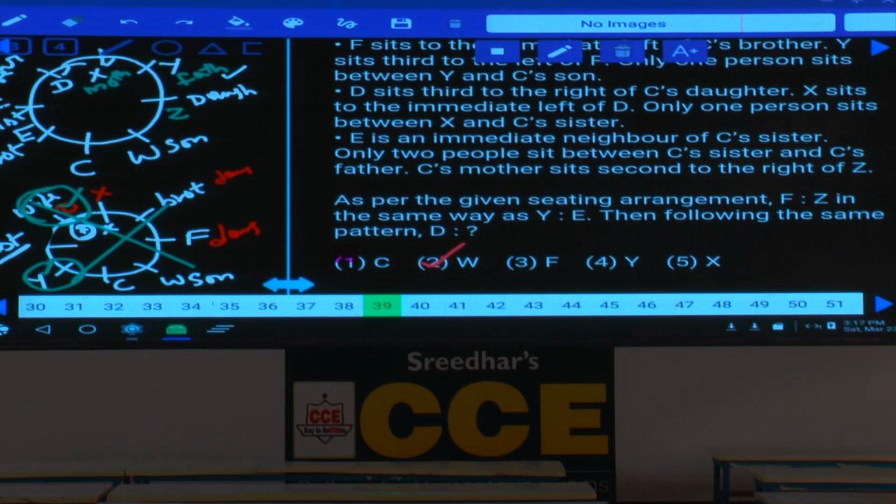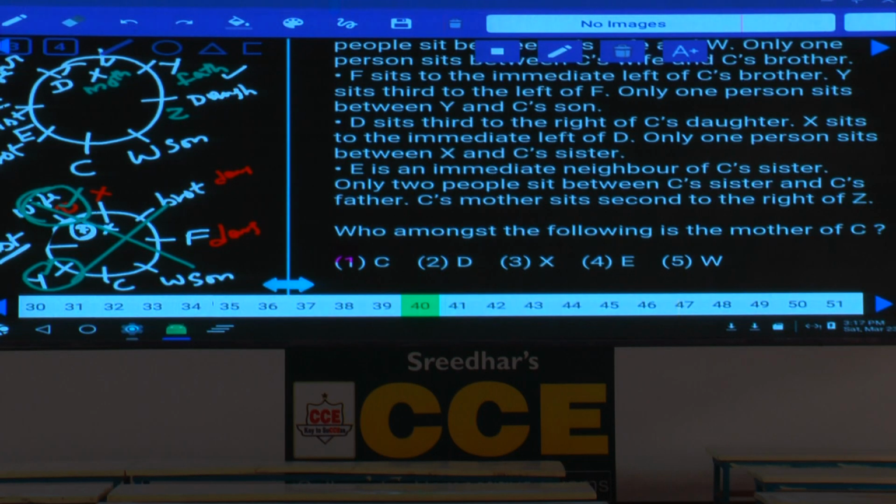Then coming to 75, who among the following is the mother of C? Yes, tell me who is the mother of C? X is the mother of C, that is choice 3. And 76, how is E related to Y? How is this E related to Y here? E is the brother of C.